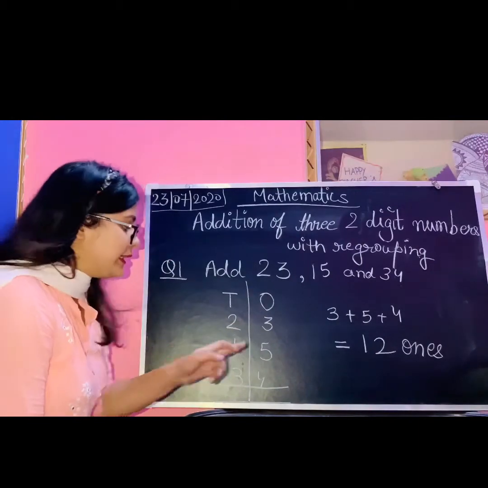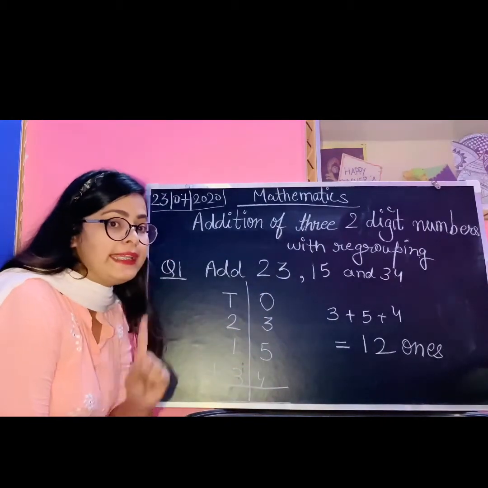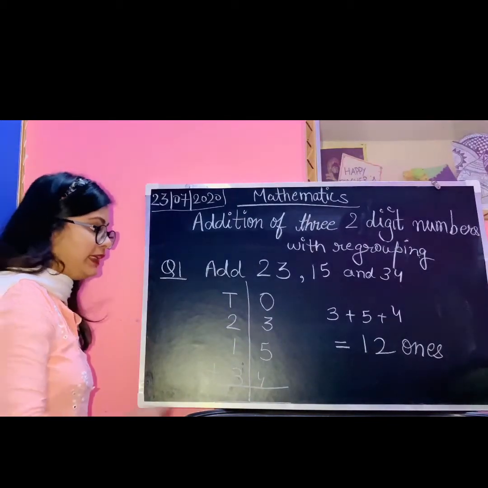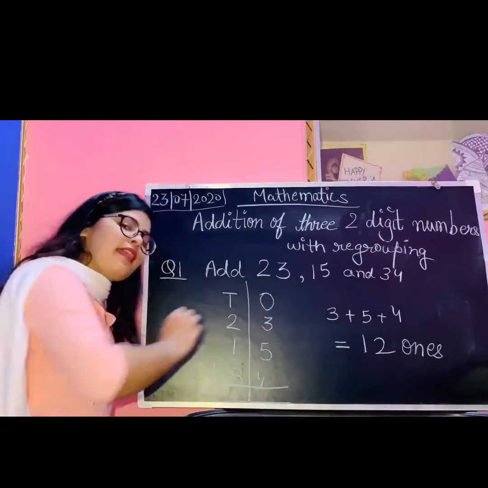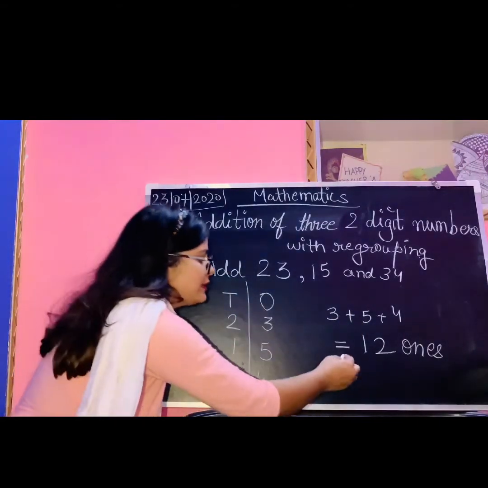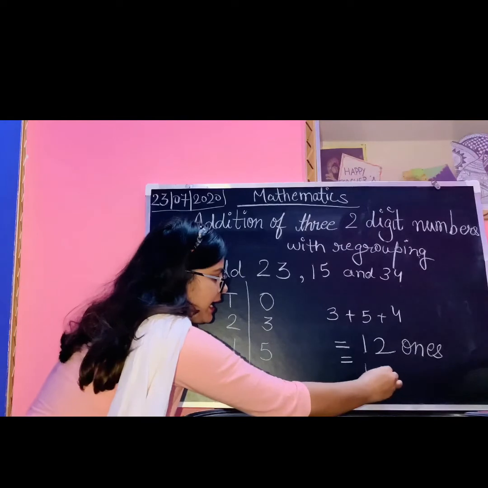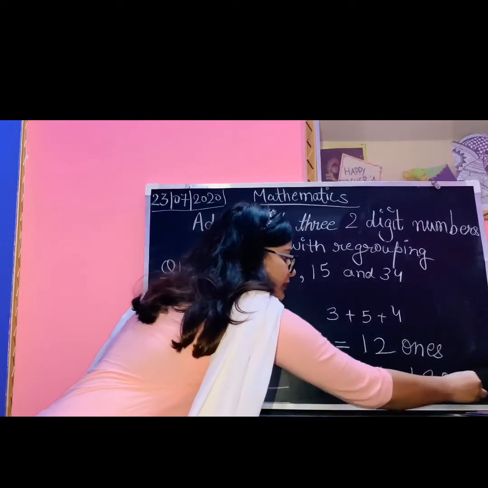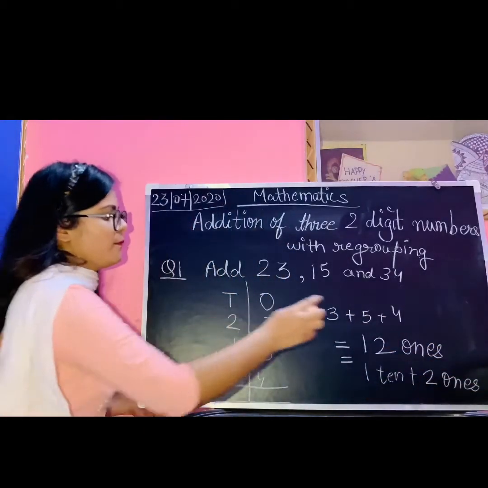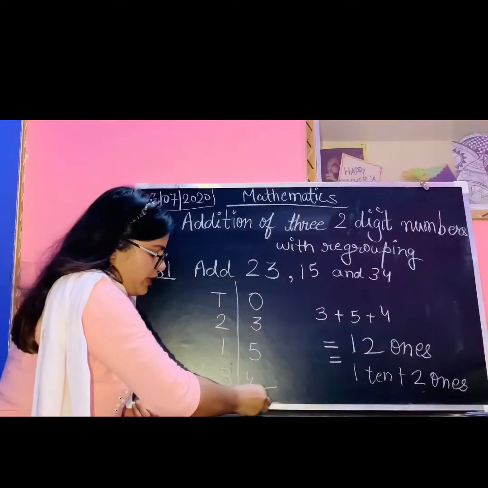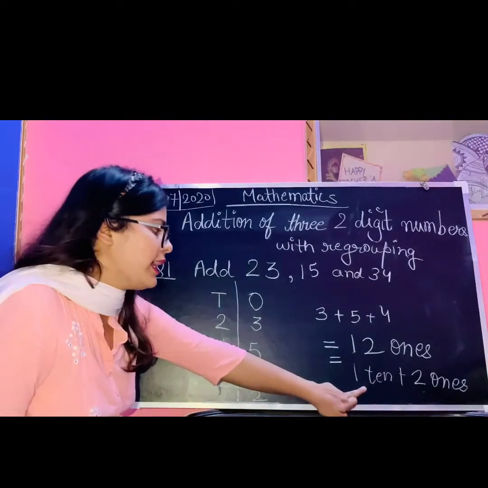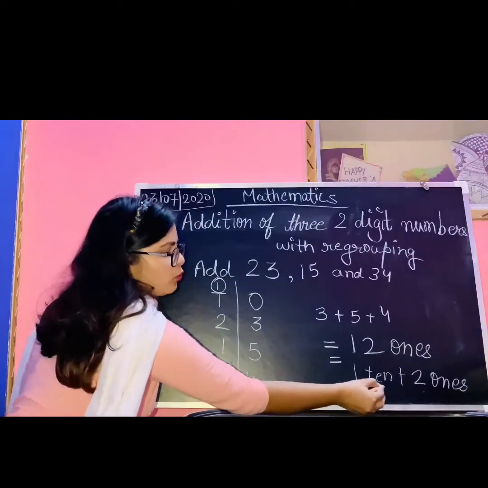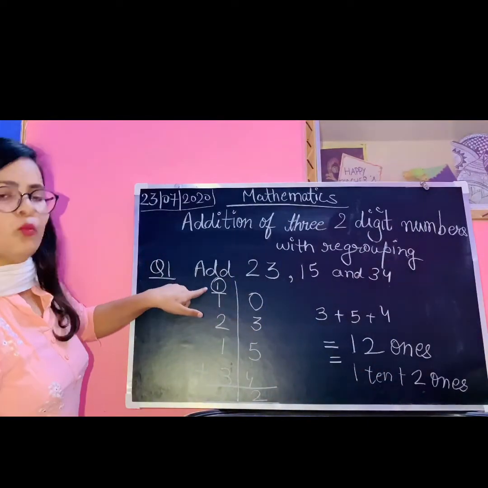You remember that in ones place we have only one chair left. Means only one digit can come here. So that means we will separate these numbers. And how we will separate these numbers? Again, 1 ten plus 2 ones. Very good. So that means 2 will come under ones place and this 1 will go here on tens place. See, this is 1 ten, so here it comes 1.